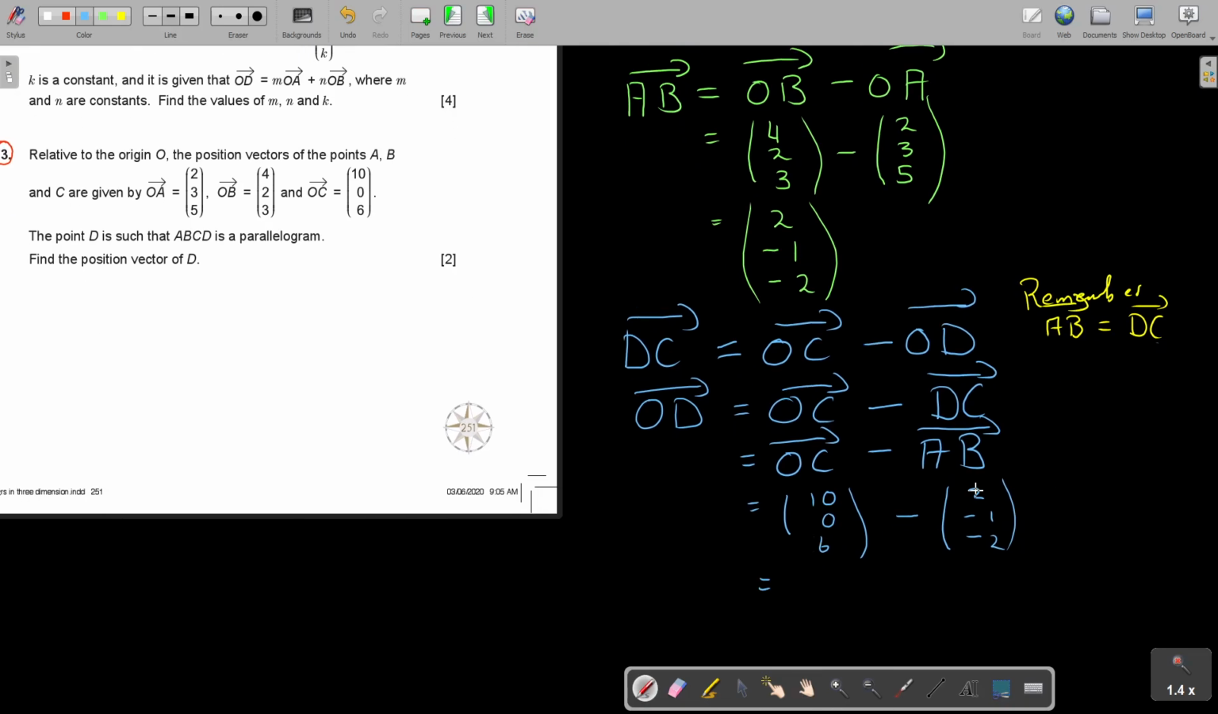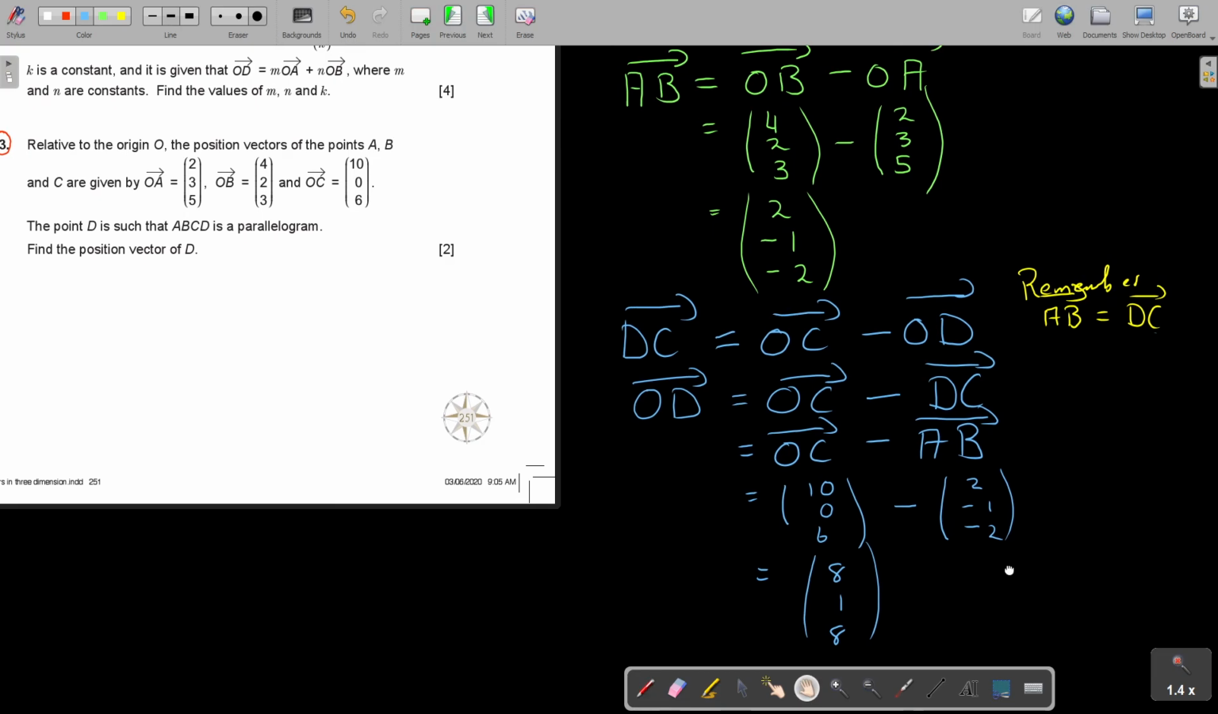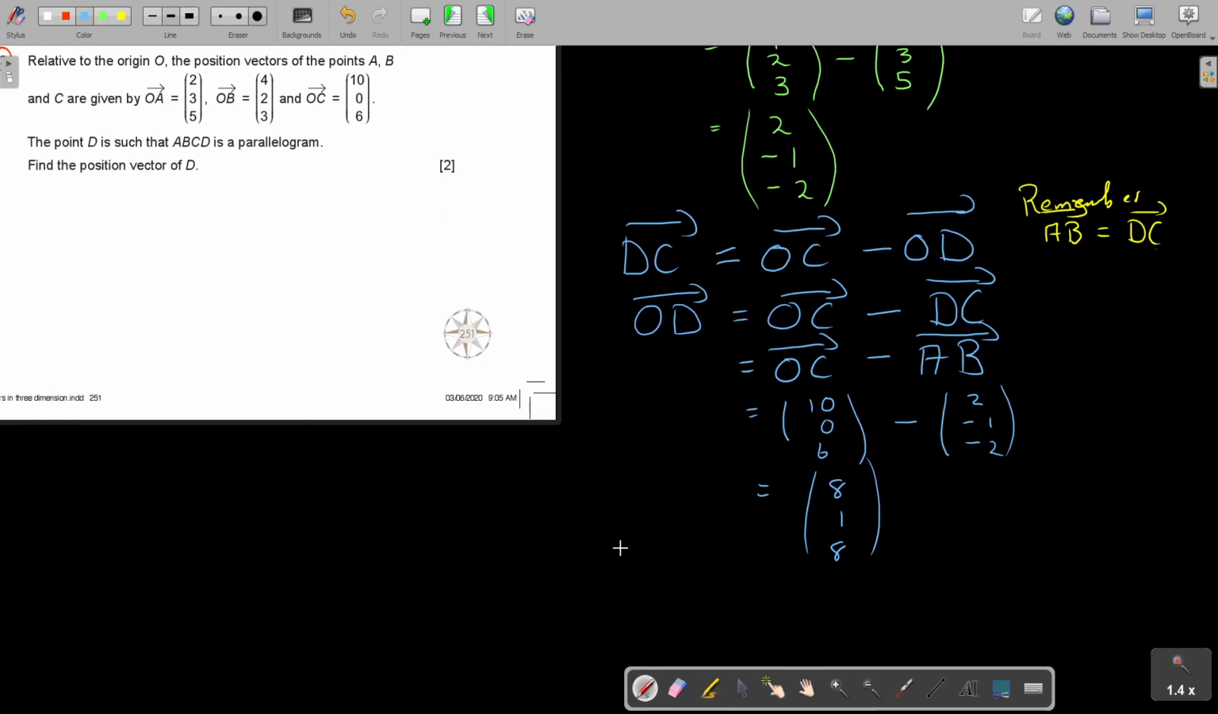What is 10 minus 2? That's going to be 8. What is 0 minus negative 1? It's going to be 1. And 6 plus 2, that is going to be 8. Okay, find the position vector of OD, not the coordinate. So therefore, and keep to your form, it is going to be 8, 1, 8 in terms of that column vector. And that's how you do it. And that's the end of this. In the next video, we will do the second part.